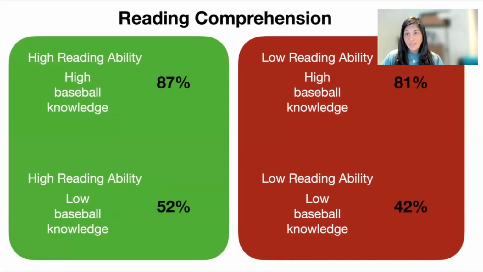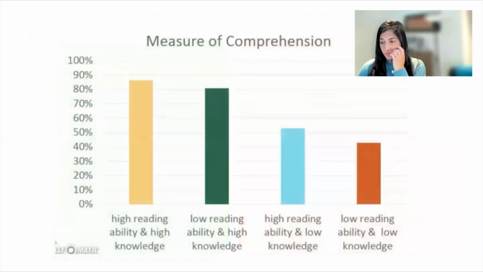Yeah, you've made the right guess. Let's hear the results of the comprehension test in the actual study, and we can look at these numbers on the bar chart as well in a second. But 87% high reading, high baseball, and the second was low reading ability, but high baseball knowledge, which was 81%. And you all guessed it right as well. Okay, that's great. So here's the bar chart for this, right?